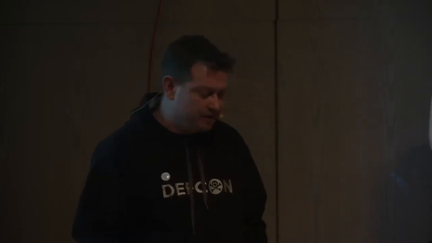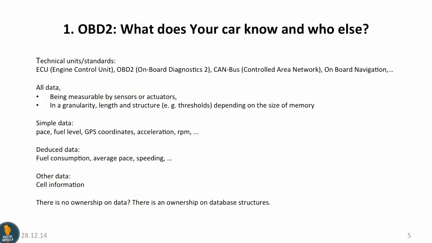Other data which can be collected in a car, for example, cell information, if you have eCall, the system which will be implemented in the next couple of years in new cars, dash cams, parking cams, and others. And there's no ownership of the data. Who owns that data? There might be ownership by database structures, but it's not regulated yet who owns the data. There might be a tax on that data.